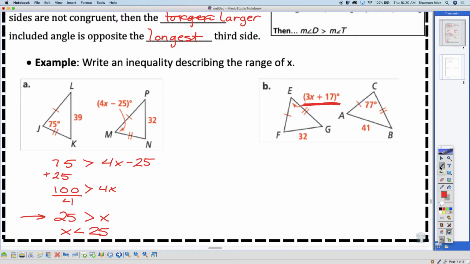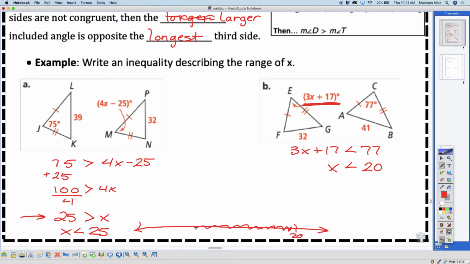Listen, we came out, we said that 3x plus 17 is less than 77. Yes? And when we were done, we have x is less than 20. Here's our number line. Here's 20. All numbers less than 20 are this way, correct? Which is negative infinity. Everyone understand?